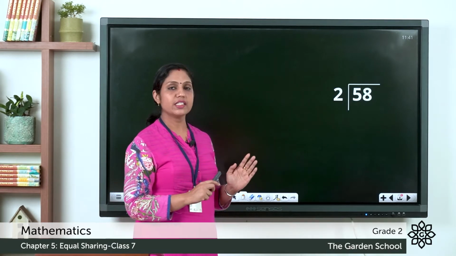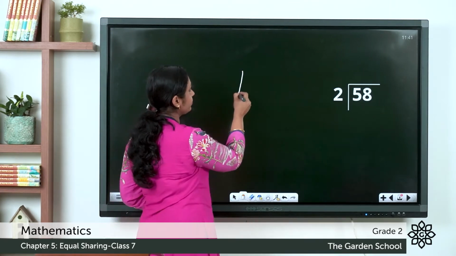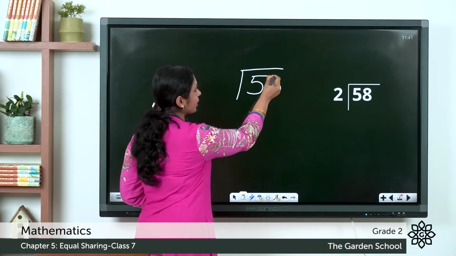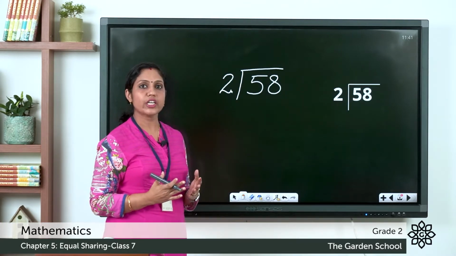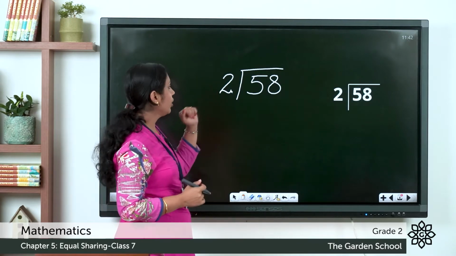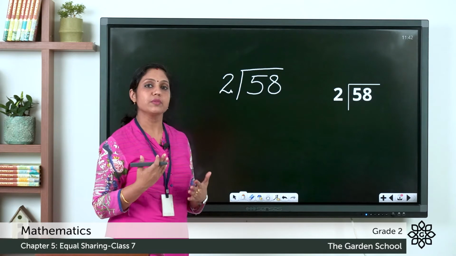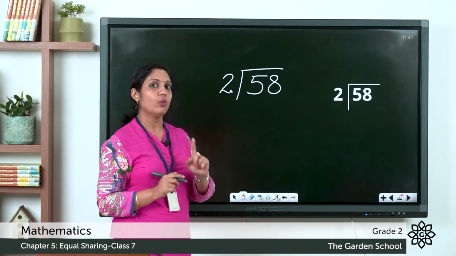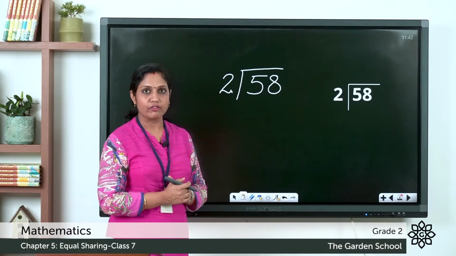So 58 is the dividend and 2 is the divisor. So 58 should be written inside and 2 should be written outside. Now which table do we have to check? We need to check the table of 2. And do you know how many times 58 comes in the 2's table? No. So what do we have to do? We need to take the numbers one by one. So which number do we have to take first? Number 5 we have to take first.